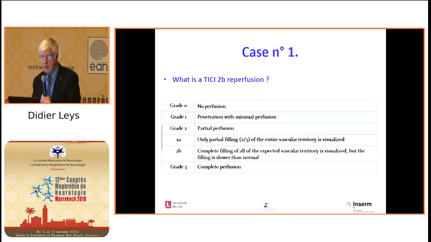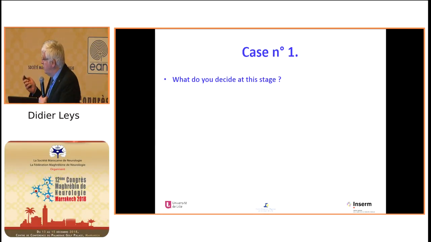It has been shown that the outcome is highly dependent on the reperfusion, with no treatment at all being the worst. So we perform the thrombectomy. We have this TICI 2B reperfusion. What will you decide at this stage?